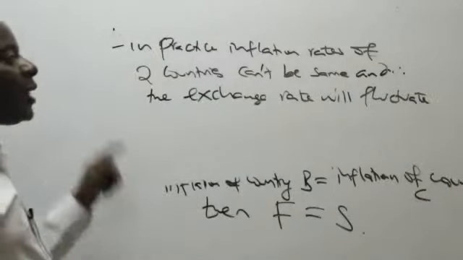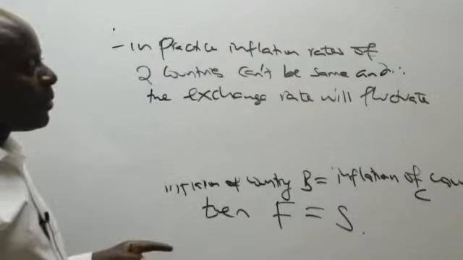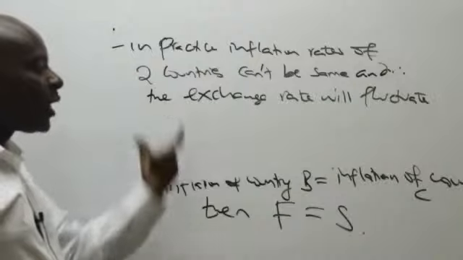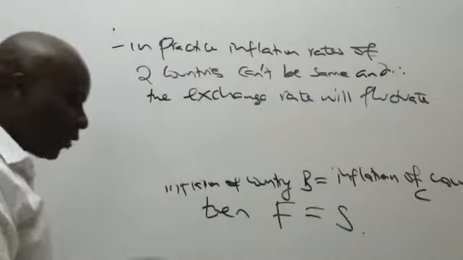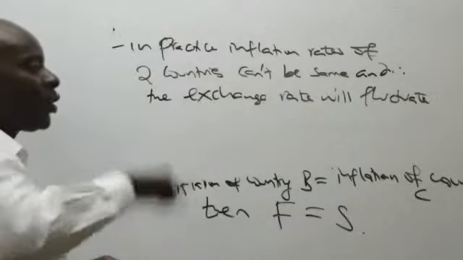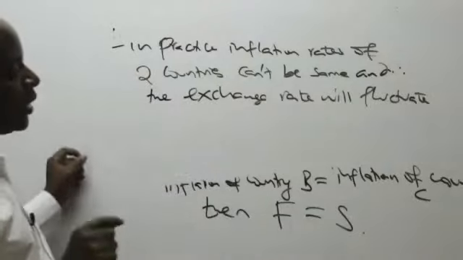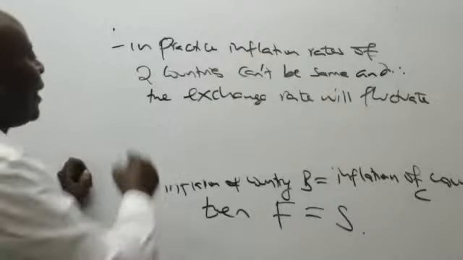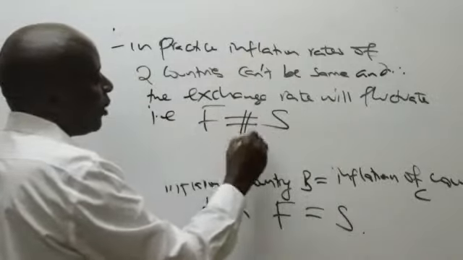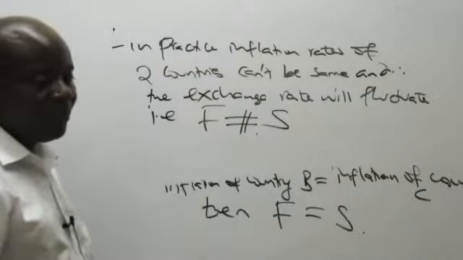So in practice, inflation rates of two countries can't be the same. And of course, they cannot be constant. The inflation rates will keep on being different between two countries. And even if they're different, they'll keep on fluctuating because of the different policies. So the exchange rate will fluctuate, i.e. forward cannot be equal to the spot rate. Cannot be the same.